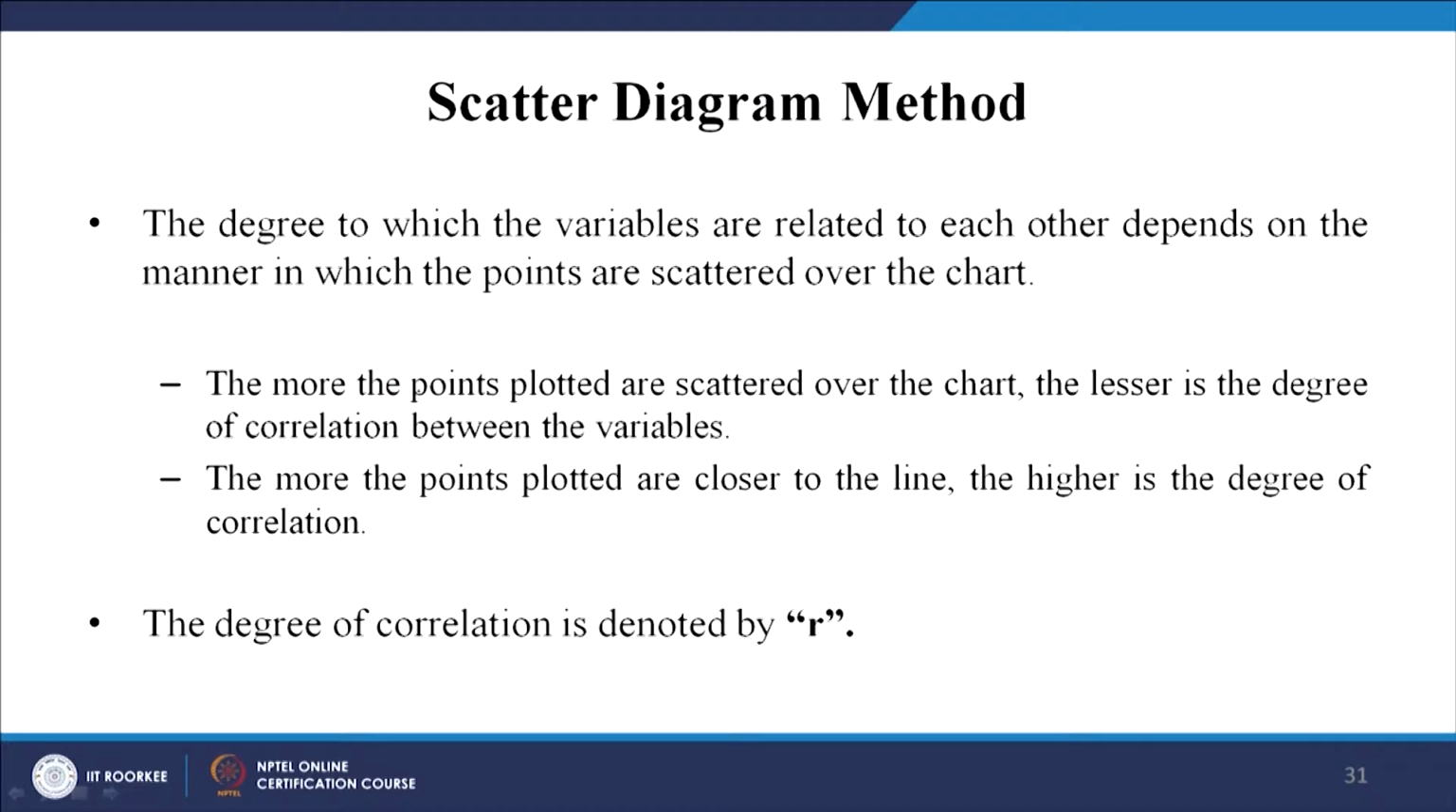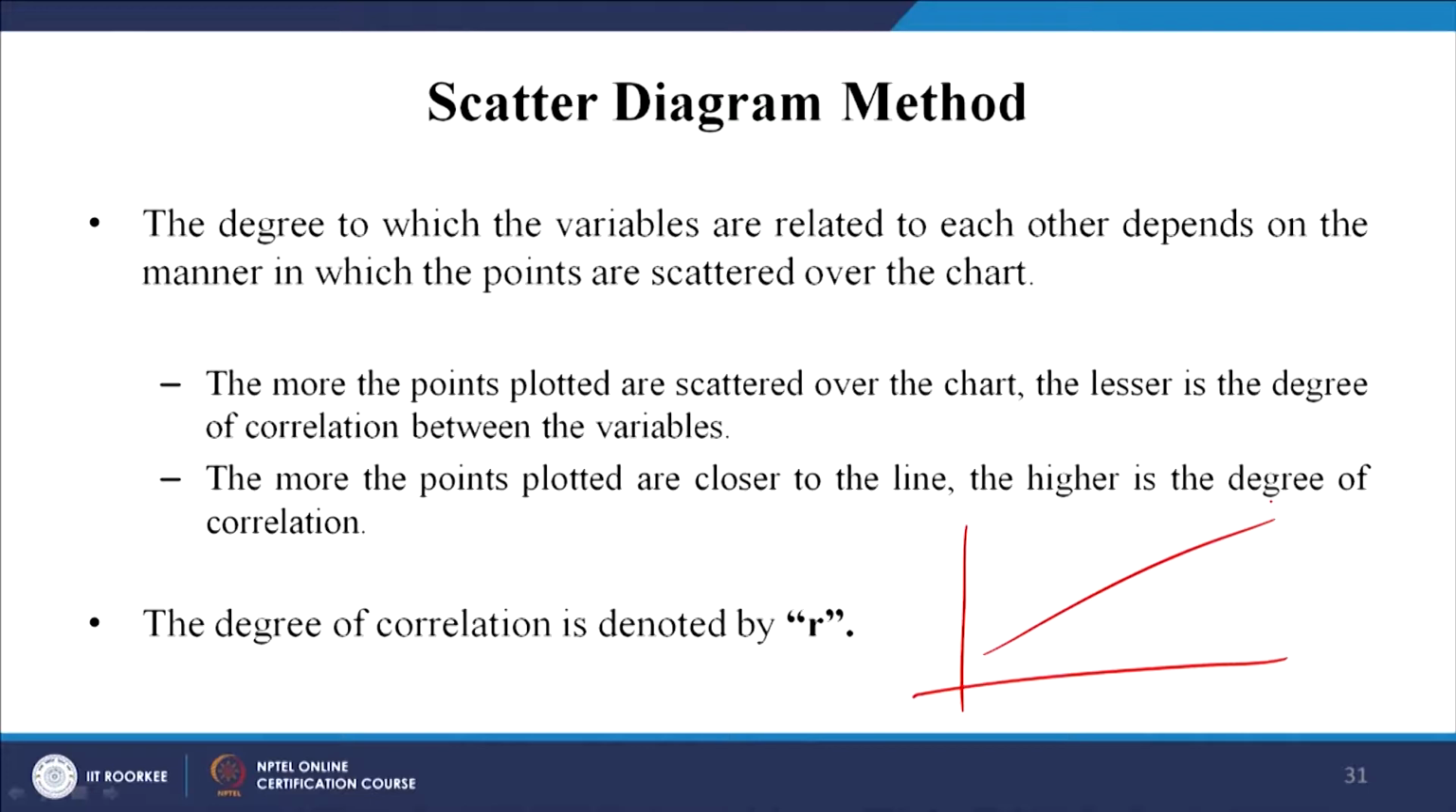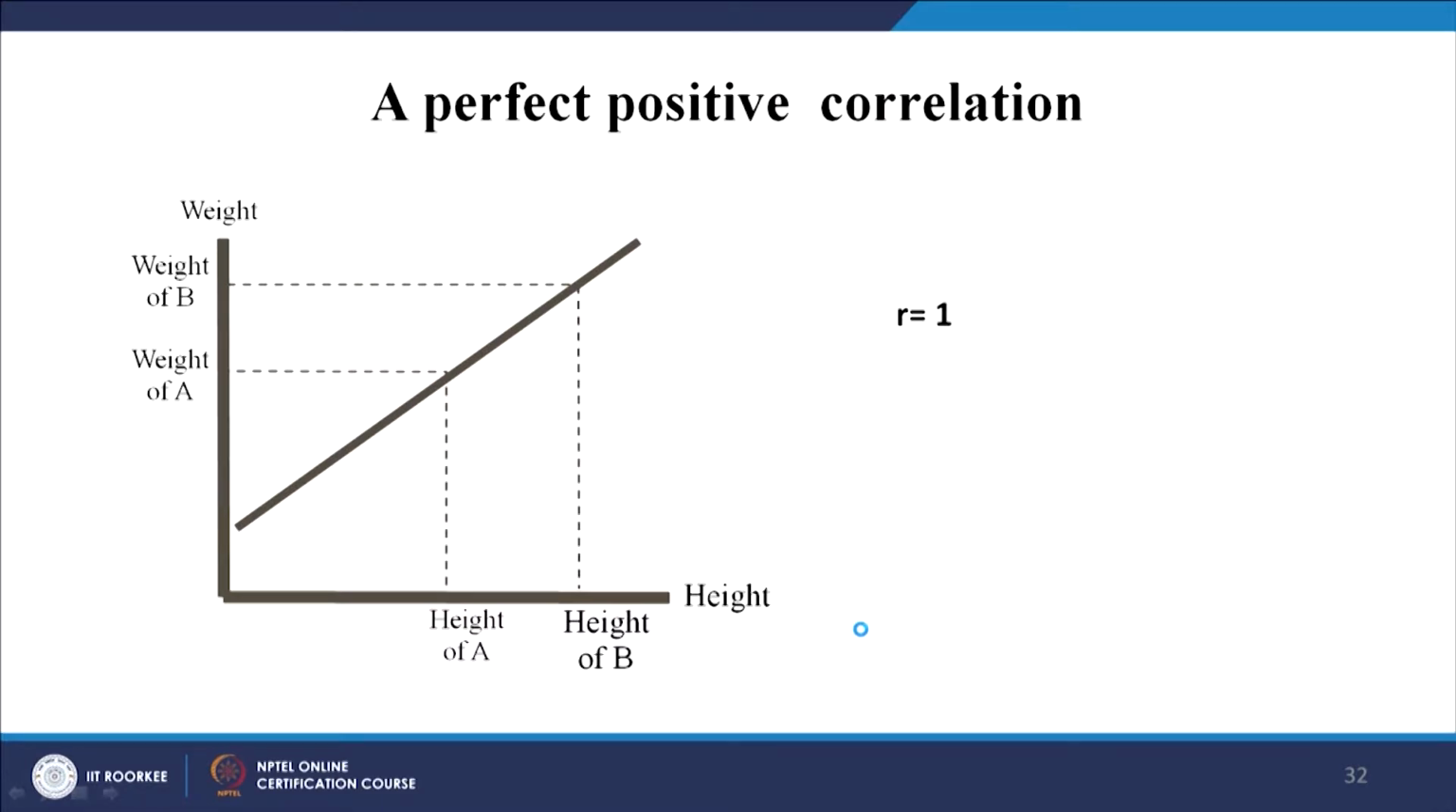Okay. The more the points plotted are scattered over the chart, the less is the degree of correlation. That means, if the spread is too large and in an unsystematic pattern, then the correlation is weak. The more the points plotted are closer to the line, suppose this is the line, right, the higher is the degree of correlation between the two variables. It is denoted by R. Okay. So, you see the perfect positive correlation, where R is equal to 1.